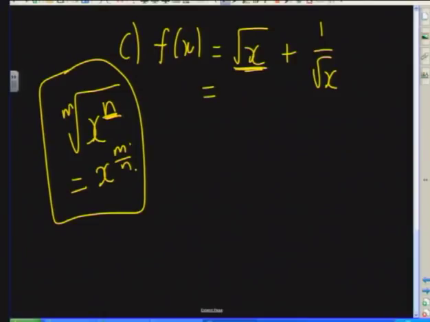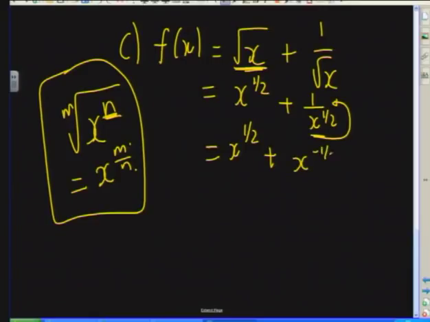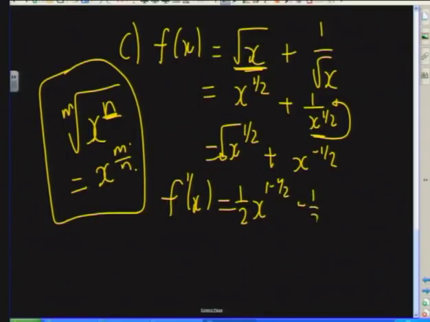So the root of x I can rewrite as x to the power of a half, plus 1 over the square root of x is 1 over x to the power of a half. We cannot have fractions if we want to derive with x in the denominator. So I take this to the numerator and it becomes x to the power minus a half. Okay, now you see I've gotten rid of my fractionals and my roots. Now I derive. It's going to be a half times x to the power 1 minus a half, minus a half times x to the power minus a half minus 1.